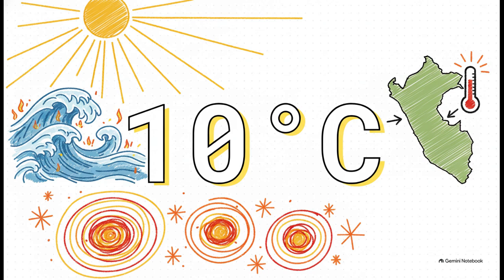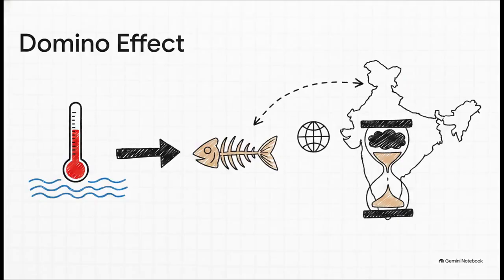Now, really consider the sheer scale of that replacement. The warm current spikes the temperature of the water on the Peruvian coast by a staggering 10 degrees Celsius. Just imagine the astronomical amount of thermal energy it takes to heat an entire ocean current by 10 degrees. It's mind-boggling. That massive temperature spike kicks off a chaotic global domino effect.